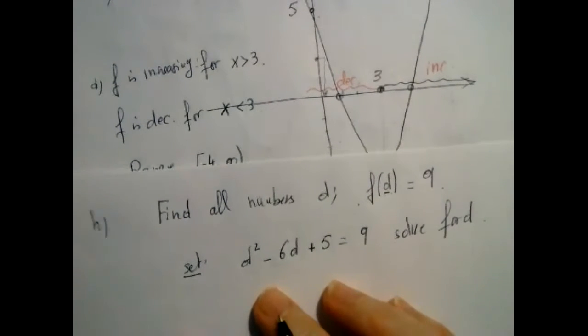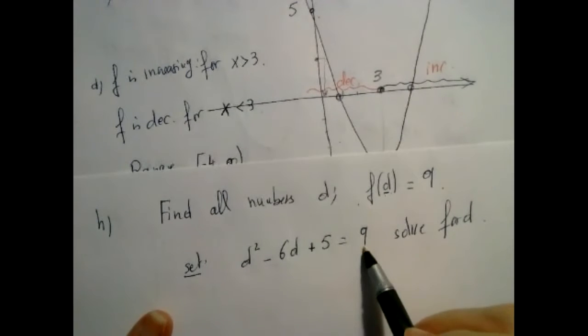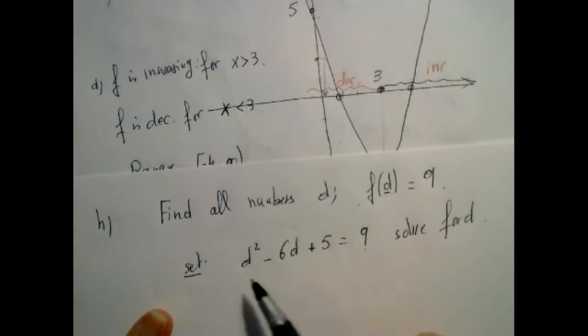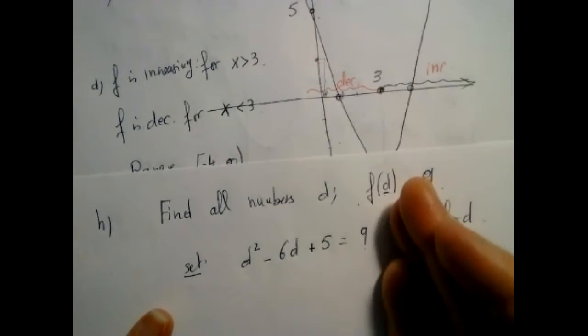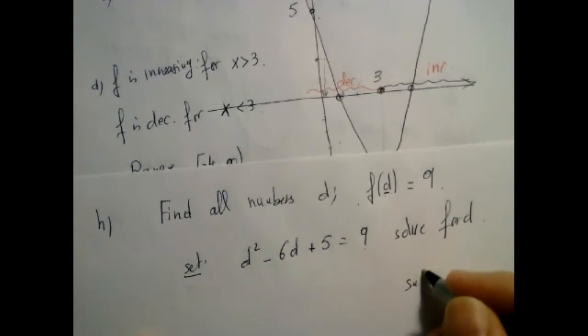Let us recall how we solve that. The only way we solve this, that's a quadratic, is we make sure one side is totally 0. So I have to subtract 9.